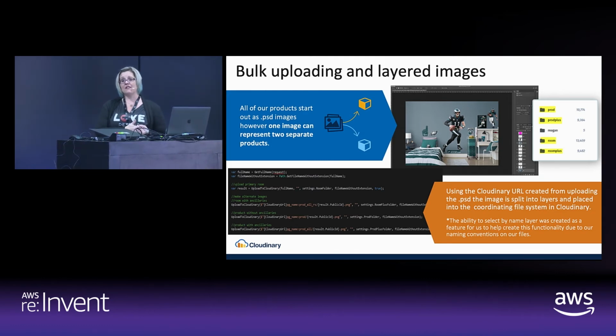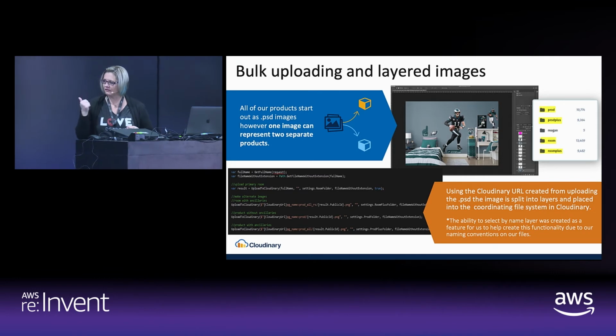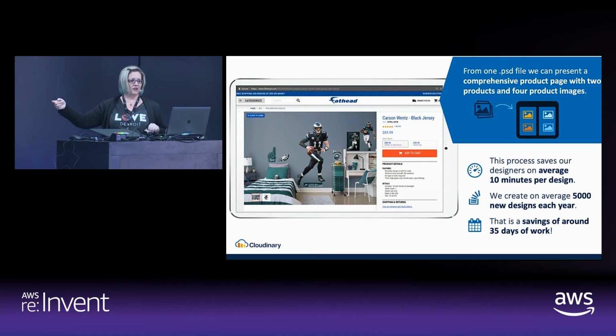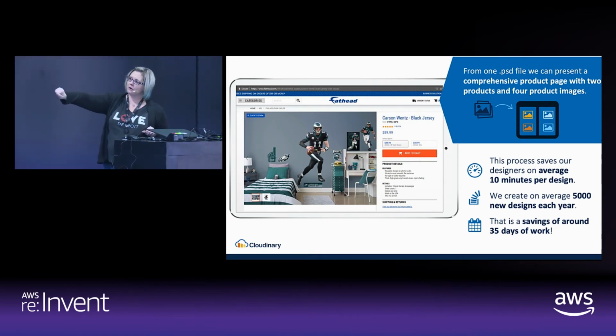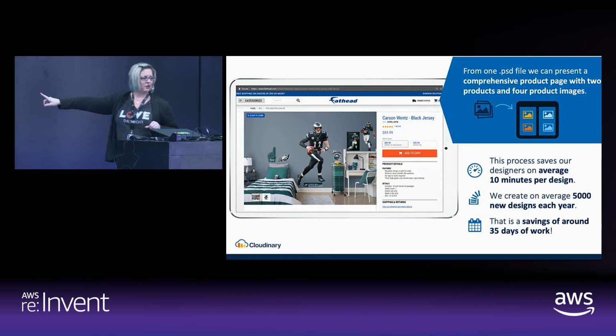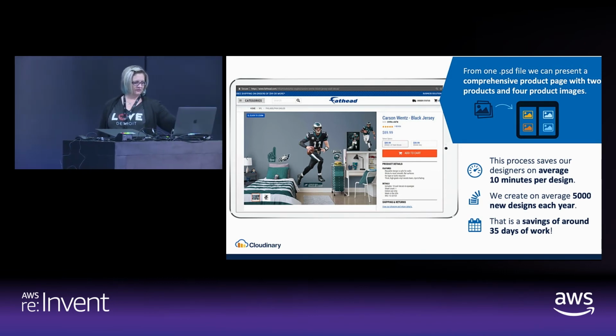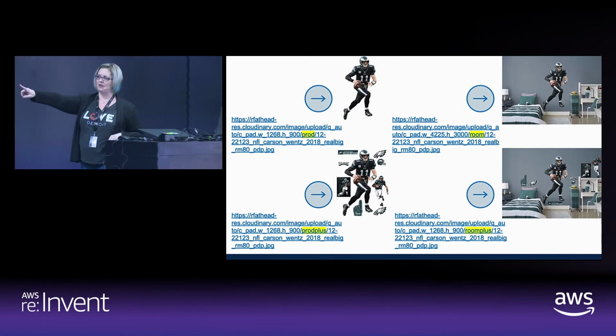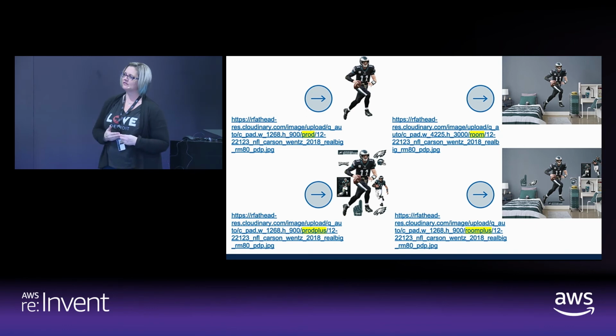We go through about 5,000 products every year. This saves each designer between 10 and 12 minutes, which ends up being about 35 days a year. So as you can see here, we have the two separate products that are on one product page. And then we simply name them in the different layers based on the URL.